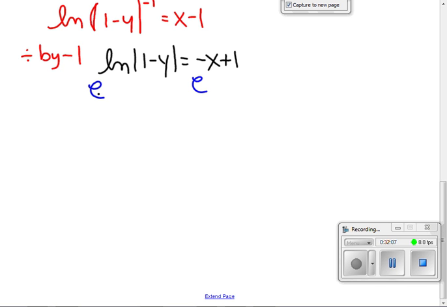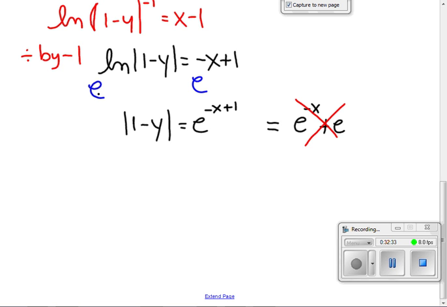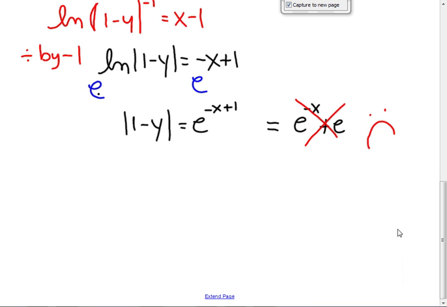So e to the log of this is the absolute value of 1 minus y equals e to the minus x plus 1. I saw a lot of this. First off, don't simplify. This is what I would call simplifying. I saw a lot of that. So don't do it. Just leave it. Just, who cares? Just leave it. So I'm going to put a big red X. It was kind of sad to look at that. Okay, and now we solve.